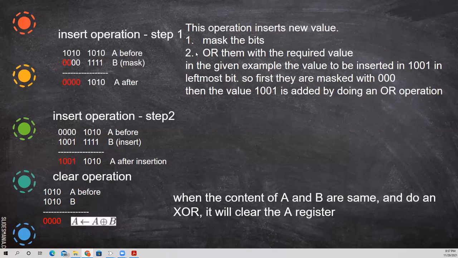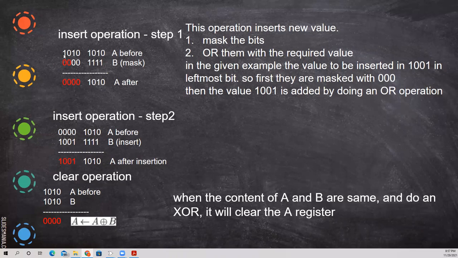Now, we'll see the next operation, the insertion operation. This operation inserts a new value. That is, first, it masks the bits, then ORs them with the required value. In the given example, the value to be inserted is 1001 in the leftmost bits. Let us imagine we have 8 bits. This is register A and register B, which are 8 bits.